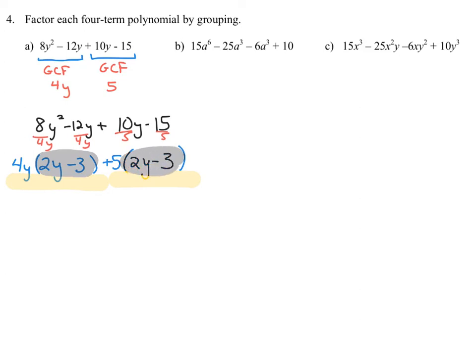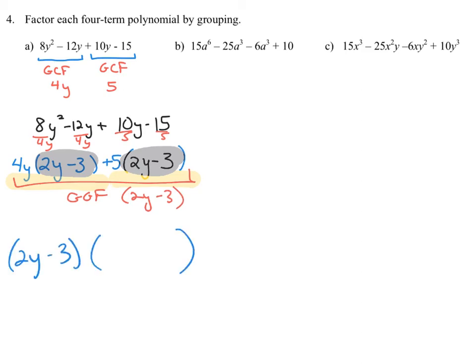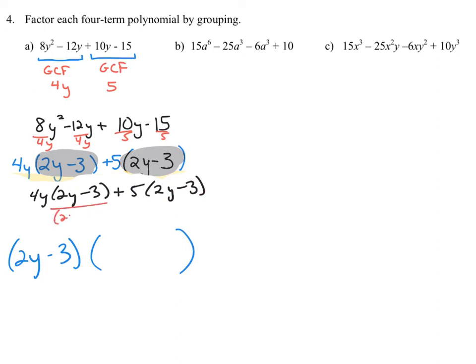So we are going to factor out that, which would be our GCF out of both of those terms, 2y minus 3. So we can write this as 2y minus 3 times what happens when we divide each of those by our greatest common factor. When you factor out the 2y minus 3 from both of those big groups, the first grouping, 4y times the quantity 2y minus 3, divided out the 2y minus 3, you're left with just 4y.